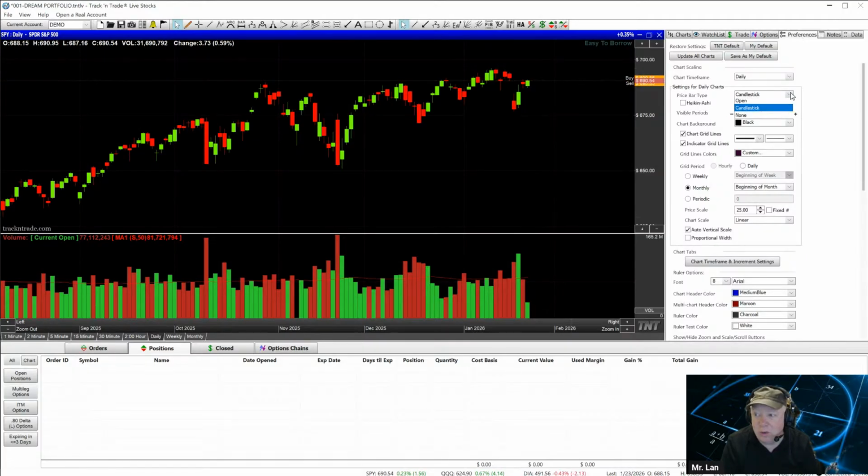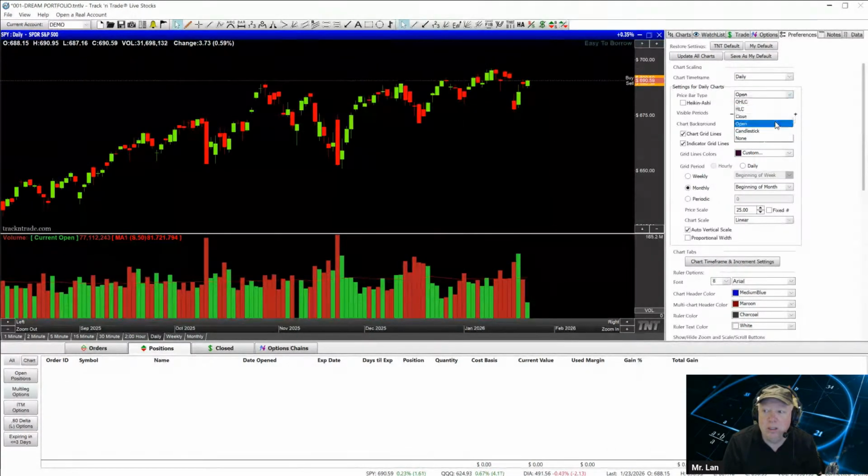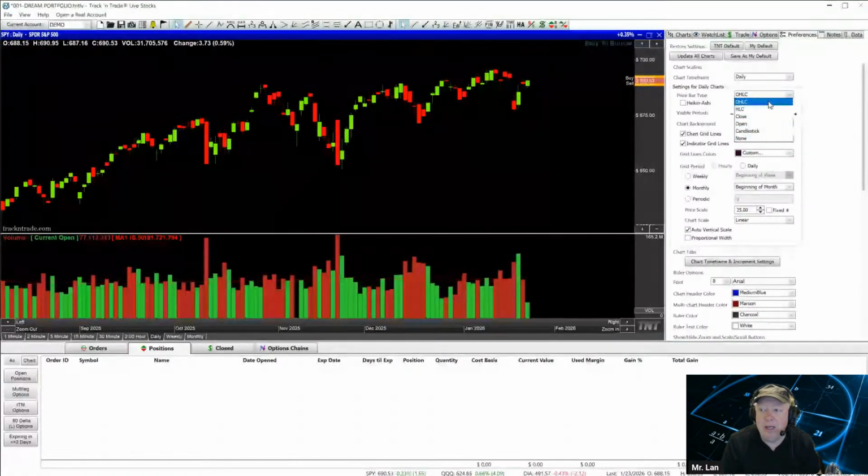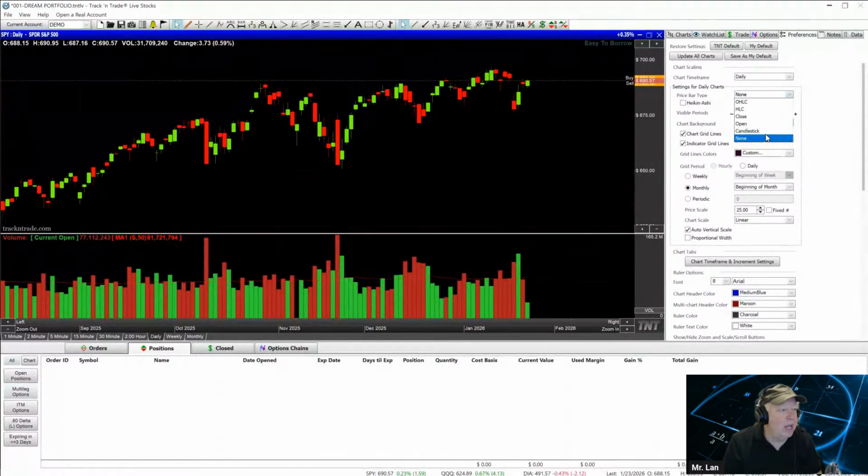Now, you can also see where you can change the defaults. Do you want your defaults to be open, high, low, close bars, close bars, open bars, candlestick bars, or no bars at all if you just want lines, all right? So you can do that. So you can come in here and make any kind of chart you want. I would recommend you come in and look at them and play with them.